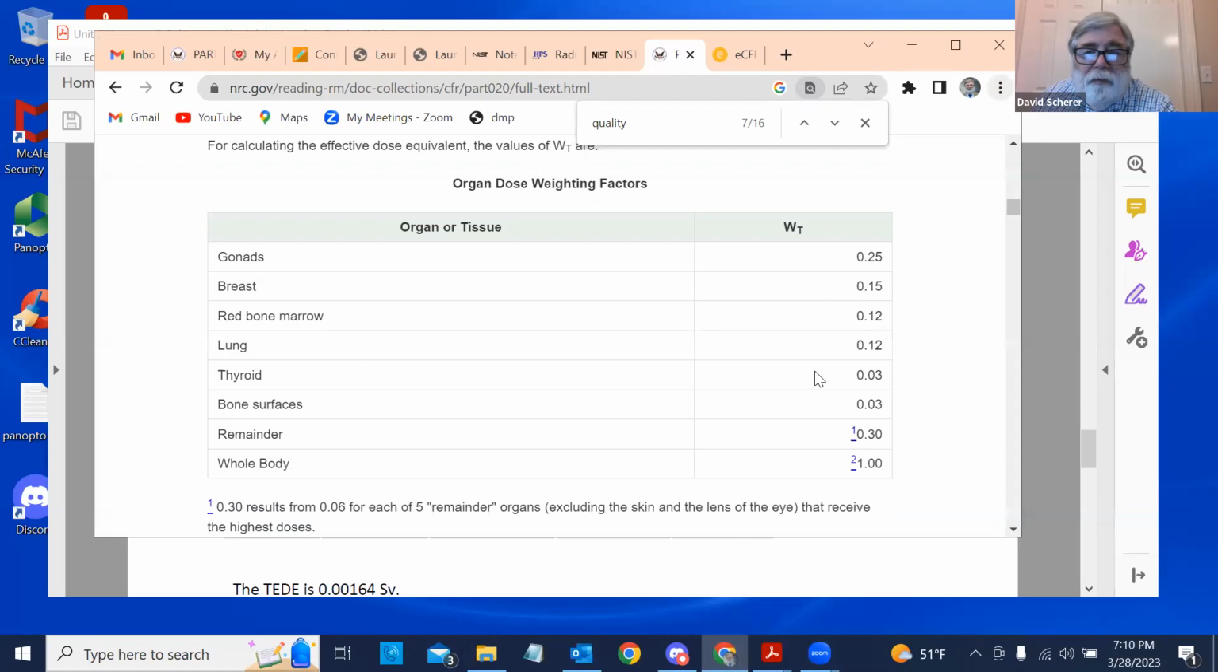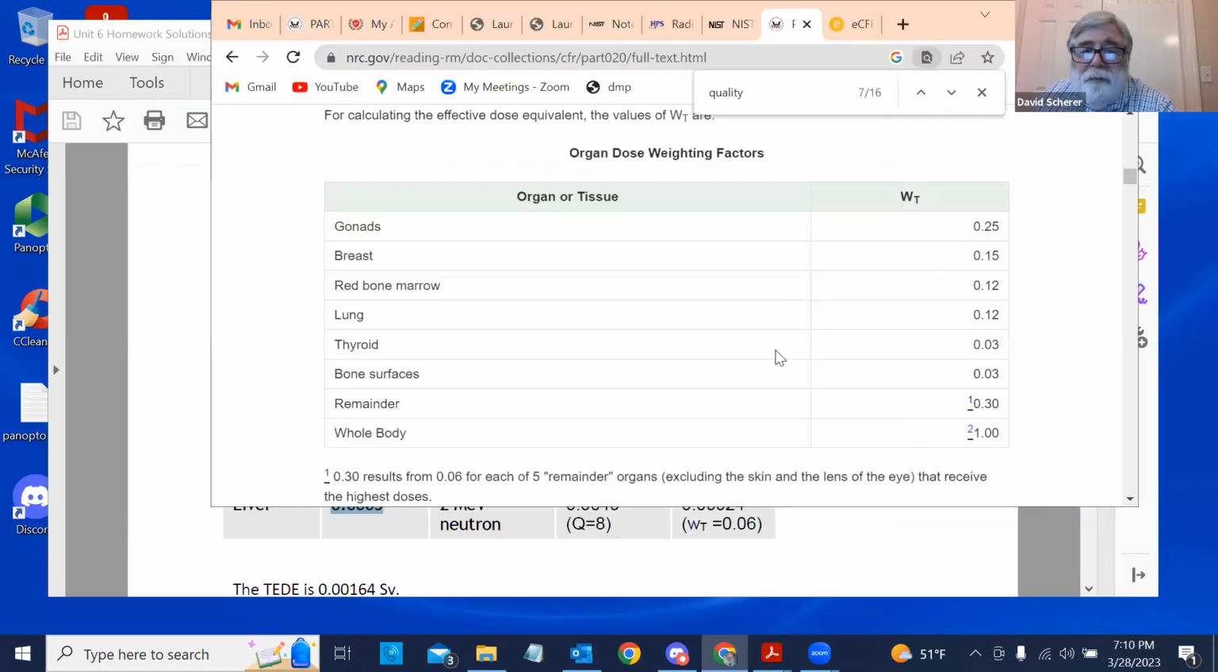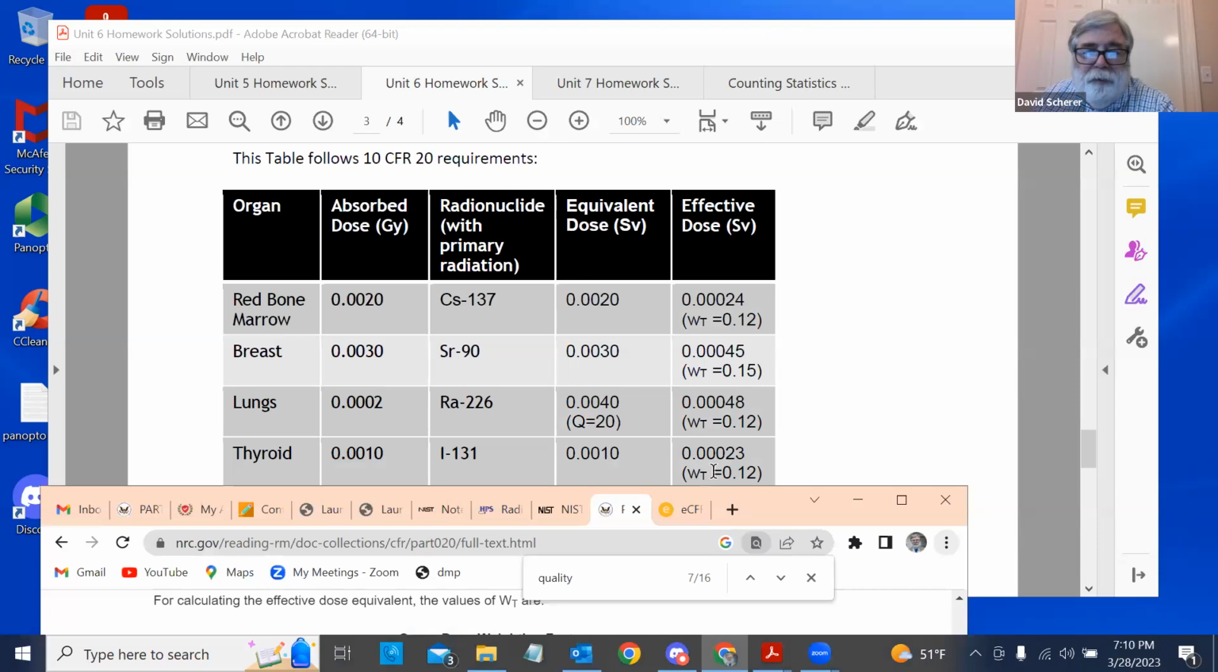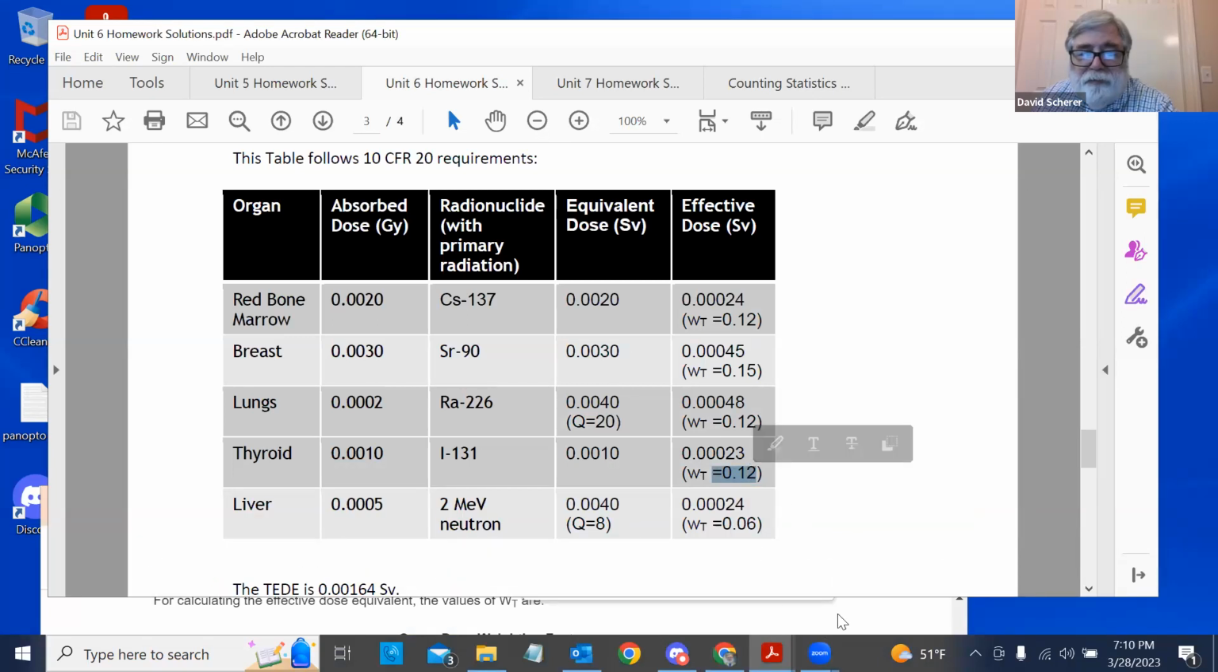Lung is 0.12. We have thyroid. Thyroid is 0.03. Oh, I did it wrong. It should be 0.03, not 0.12. I had a transcription error.